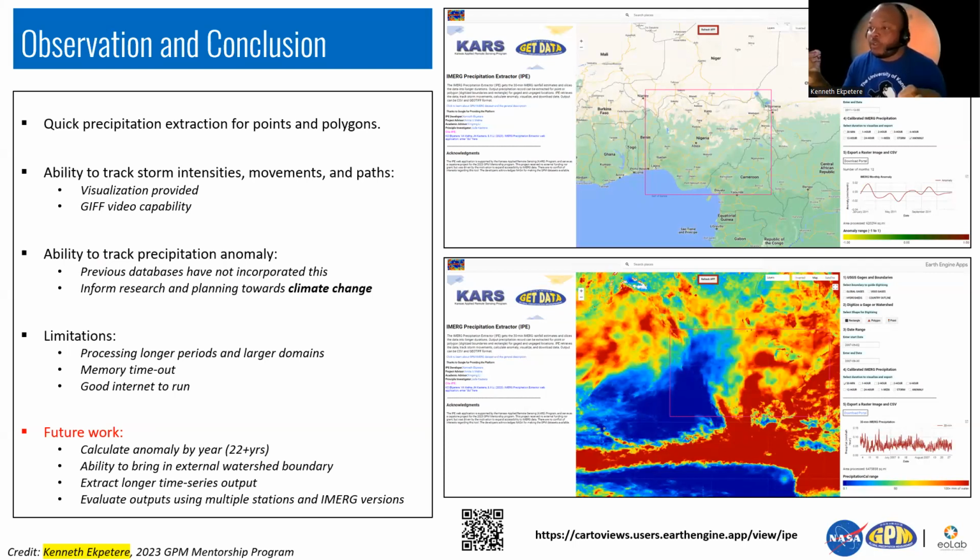And if we can improve this in the future, it will be the capability for users to import their own watershed, import your own shapefile, and be able to get the precipitation around that area. So there are many areas we can improve this, and also extract longer precipitation time series. So right now you can get precipitation, I think, for 3 months at a time before it times out.